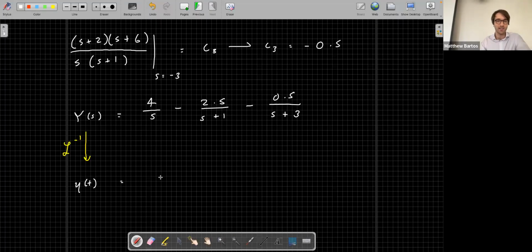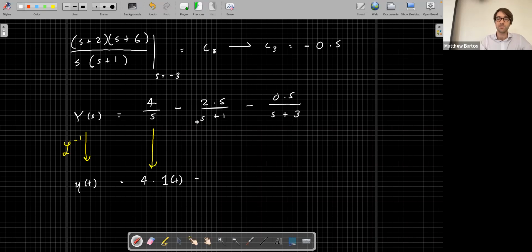So I'm going to write that as 4 times 1(t). This is the notation I'm going to use for the step function, just to keep it distinct from u, which we've used for a different purpose so far. Okay, so 4 over s becomes 4 times 1 of t.